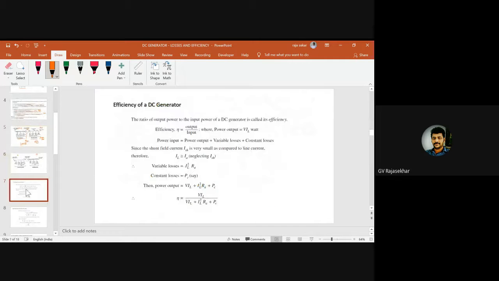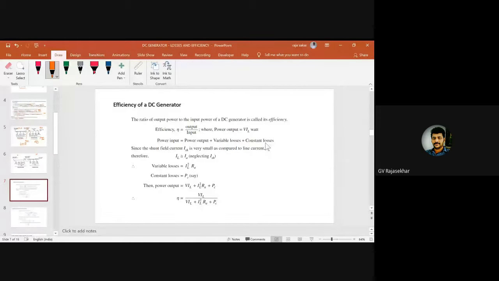Now, efficiency. We know that the formula for efficiency is output power by input power. Or we can write it as power input is equal to power output plus variable losses plus constant losses.